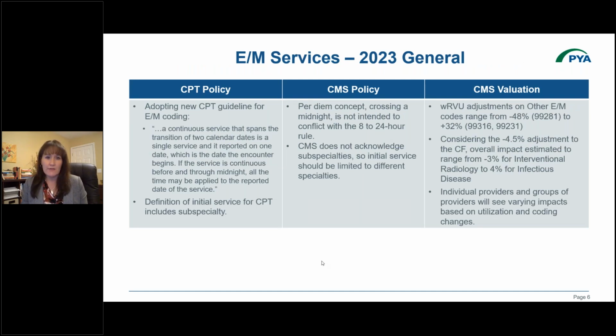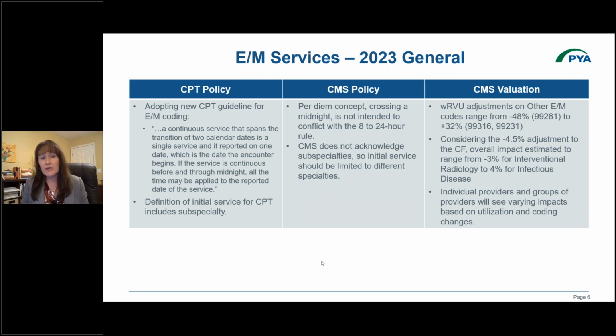One of the guidelines that you'll see from a CPT perspective is a statement that says a continuous service that spans the transition of 2 calendar dates is a single service, and it's reported on one date, which is the date the encounter begins. If the service is continuous before and through midnight, all the time may be applied to the reported date of service. I want to mention this because this is a concept that is applicable to some of the services. But as we talk about the observation and inpatient services, CMS is saying to apply the 8 to 24 hour rule, and that they're going to maintain that rule, and we'll talk through that specifically.